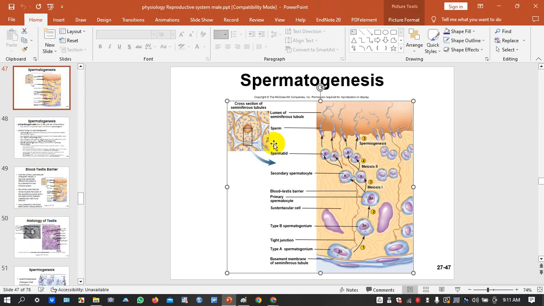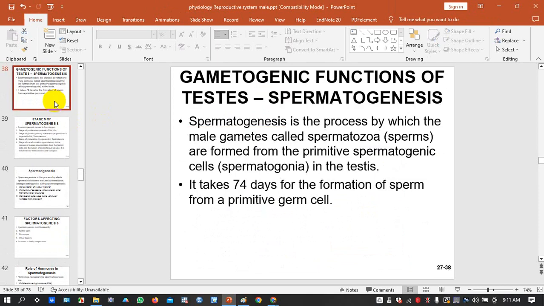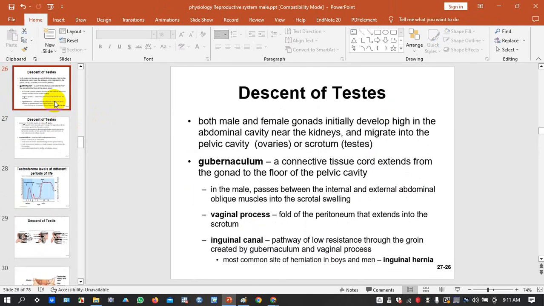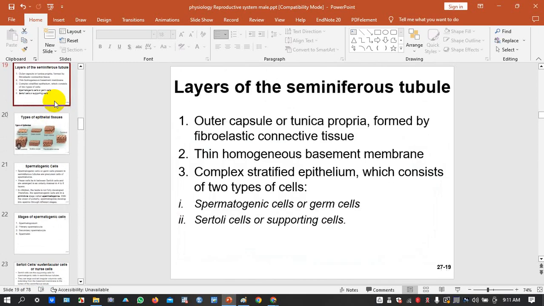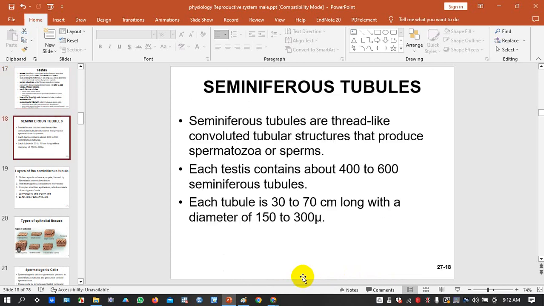So let's go back. We haven't started spermatogenesis. We'll come and start it. So I've explained the function of the Leydig cells between tubules produce testosterone. Leydig cells produce testosterone. So Sertoli cells, that's what I showed you. The germ cells depend on them for nutrient, waste removal, growth factors, and other needs.